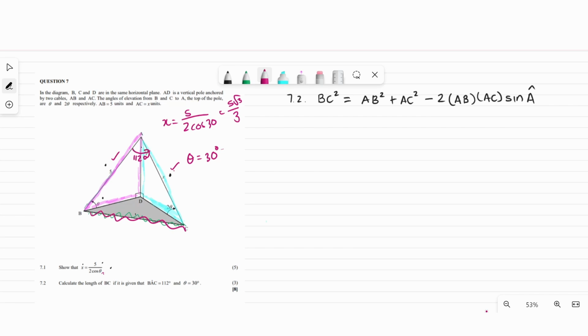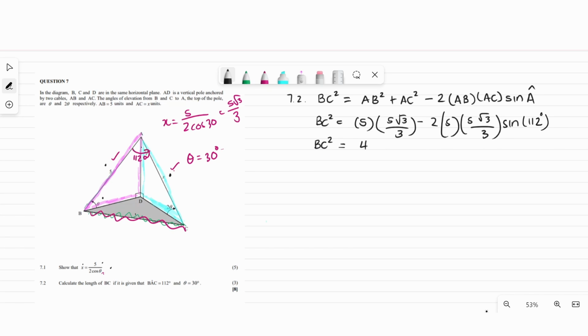So let's substitute. BC squared is equal to what? AB is 5, and AC, which is x, is 5 root 3 divided by 3. Then simplify, punching this whole thing into the calculator. You're going to find BC squared equal to 44.15. Square root both sides, so BC is equal to 6.64, and you are done finding the length of BC.